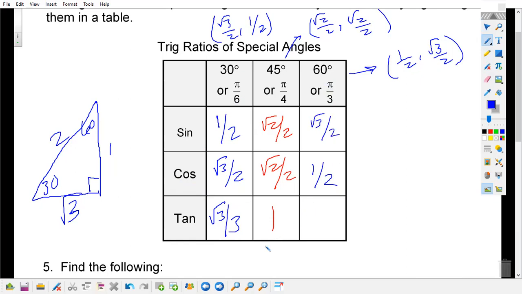Okay, their tangents are reciprocals of each other. So the reciprocal of square root of 3 over 3 is 3 over the square root of 3. Is that allowed? No. What do we have to do? Multiply it by the radical. There we go. We have to rationalize, right? When we rationalize, what are we left with? 3 square root of 3 over 3. Perfect. So therefore, the tan of 60 is square root of 3.